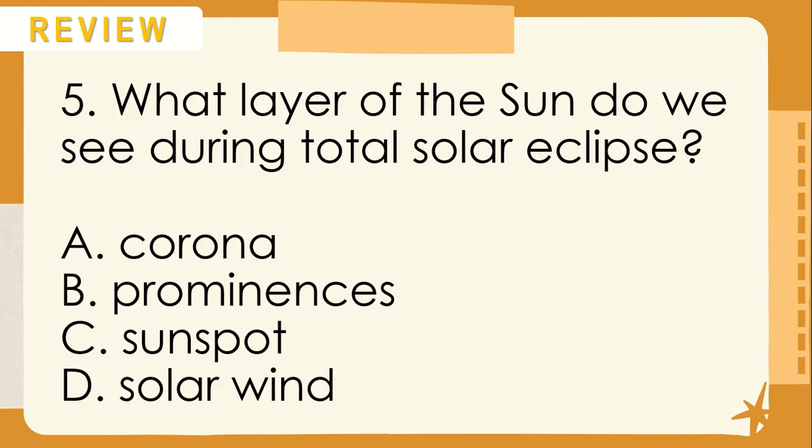Number 5. What layer of the sun do we see during total solar eclipse? A. Corona. B. Prominences. C. Sunspot. D. Solar wind.